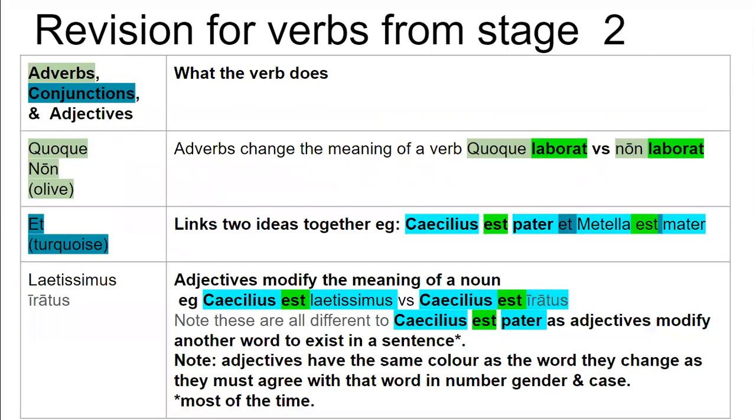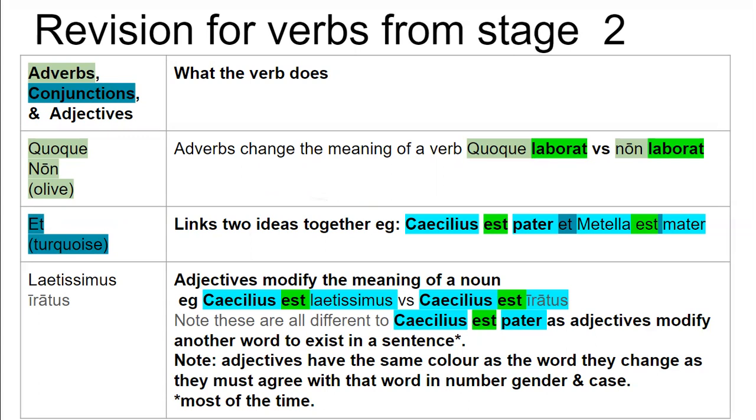All right. I've mentioned these before, but let's go over it a little bit better. Quoque and non in that olive color are adverbs, so they clarify the action of the verb. So if you have quoque laborat, someone works as well. So you're saying that the action is happening repeatedly or to more than one subject. Non laborat, that means he does not work. So it's negating the action of the verb.